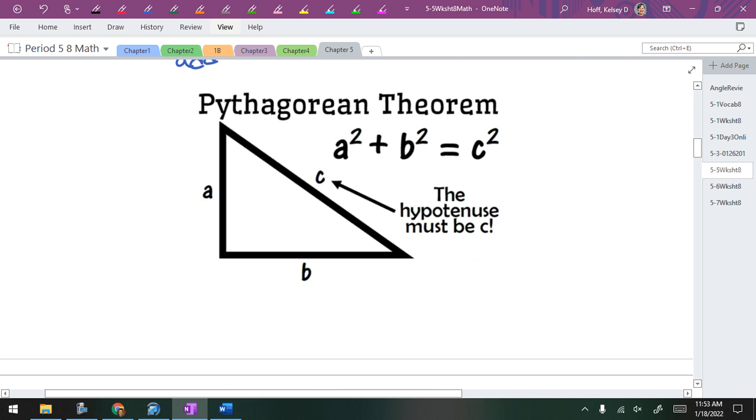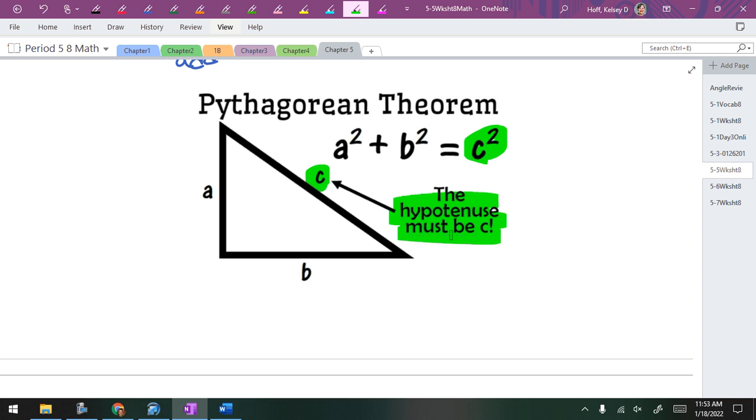So here's the main frame for today. The Pythagorean theorem is a squared plus b squared equals c squared. This may be the second most important equation you learn in 8th grade after slope and y-intercept. A squared plus b squared equals c squared. A and b are your legs, the 2 sides that form that 90 degrees. Technically, the order does not matter. C is your hypotenuse. Here is the most important thing about the Pythagorean theorem. C has to be the hypotenuse. C has to be by itself in the equation. Your hypotenuse is always by itself.